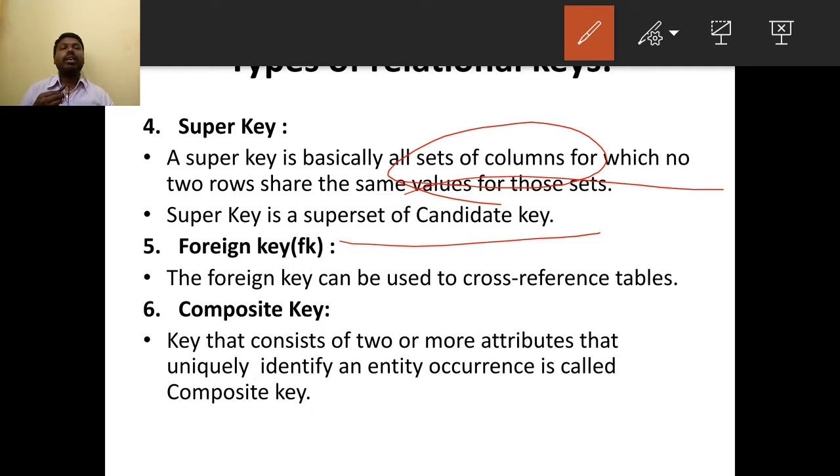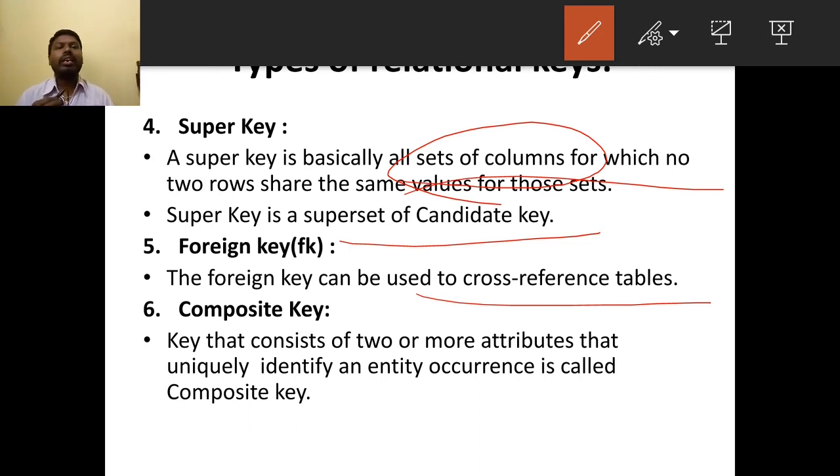Next, foreign key. The foreign key is used to cross-reference tables. So we can cross-reference the two tables, or we can say that the primary key of one table will act as a foreign key of another table. So what is the main purpose here? To cross-reference the tables.